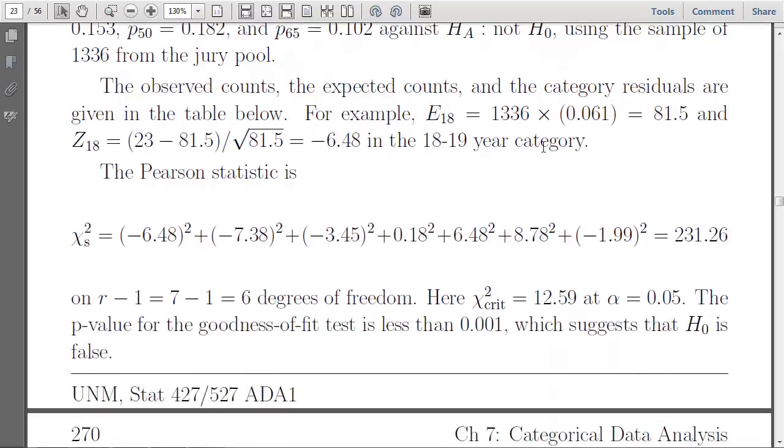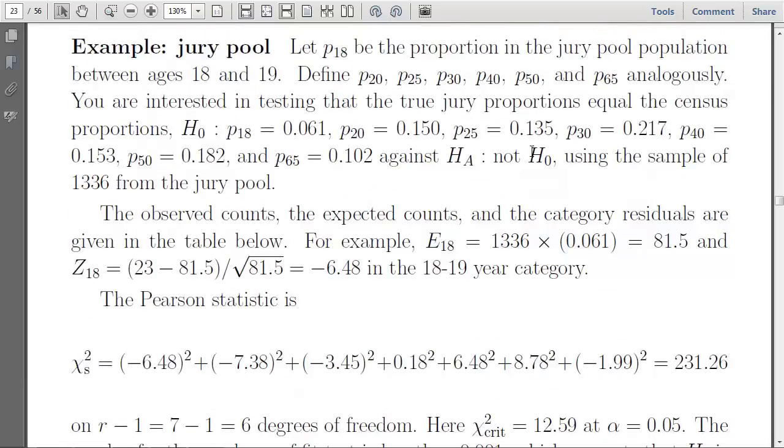We can calculate the expected value for each category. As I mentioned before, that was the total sample size times the expected proportion. So for those 18-year-olds, that was 6.1%. So it's 6.1% times the 1,300, which is 81.5. And even though these are expected frequencies, it's fine that we have non-integer frequencies.